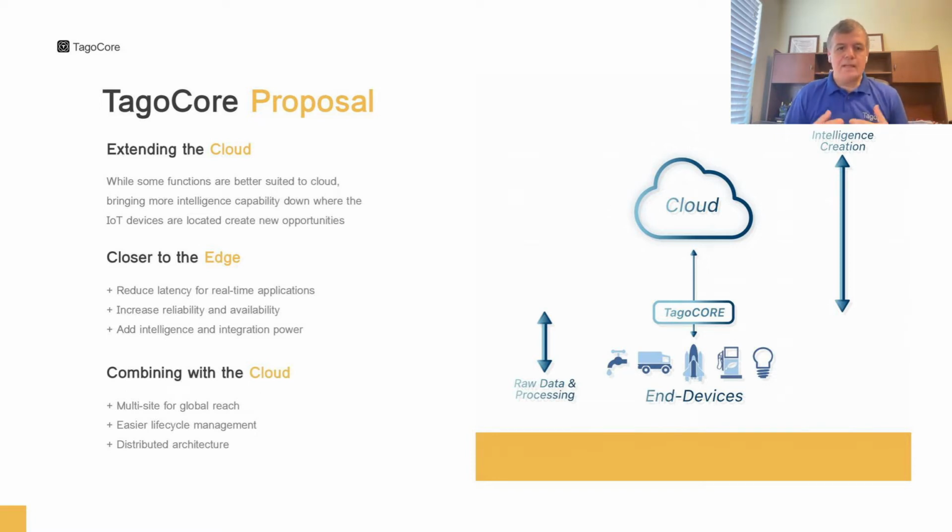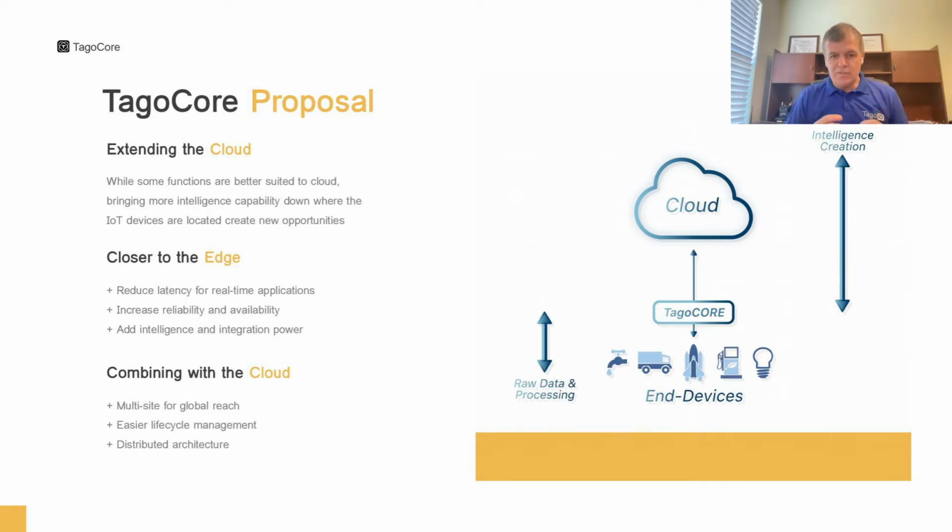So what's the proposal of TagoCore? A key proposal of TagoCore, besides the fact that it can run on the edge, of course, but also can run on the cloud, is that it will extend the capability of the cloud. That's the key thing we're bringing. So you can create your intelligence on the cloud and also add intelligence more locally on the edge. So moving the intelligence close to the edge.